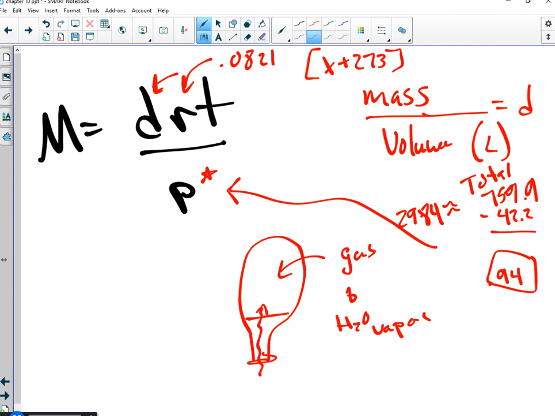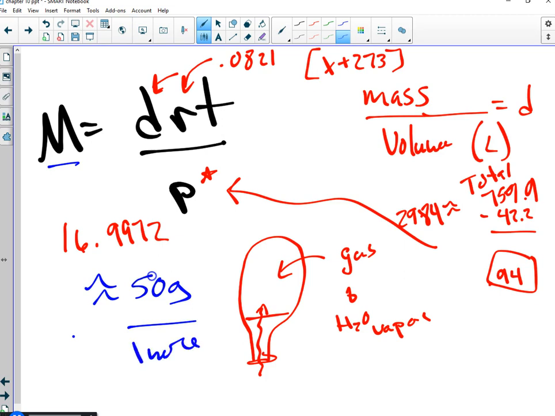We'd have the density. R is a constant. T was easy. We would have just the pressure of the gas, and then we would do that math. Okay. So take a minute and do that math, and then we'll move on to the next piece. This process is pretty common. Once you have this, we got around 50, so I'll just go with 50. We'll just say it's 50 grams per 1 mole.